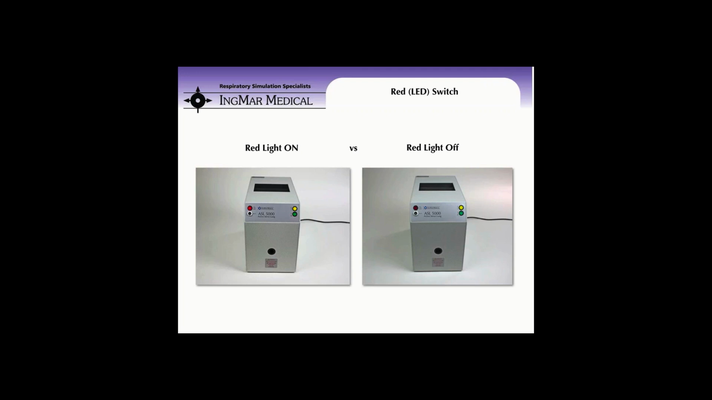There are two things that happen with the red light. One, it needs to be pushed in, and after you turn on the ASL 5000, the red light needs to go off. If you turn on your ASL 5000 and the red light is pushed in and you see the red light not go off, that is an indicator to contact Ingmar Medical, that there could be something going on, an issue with the ASL 5000 hardware.